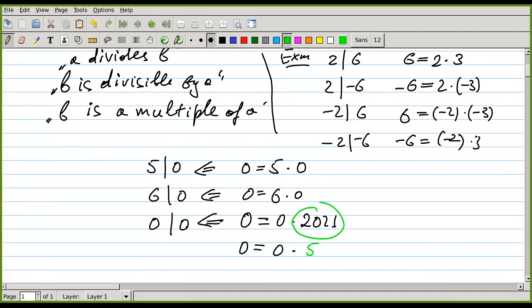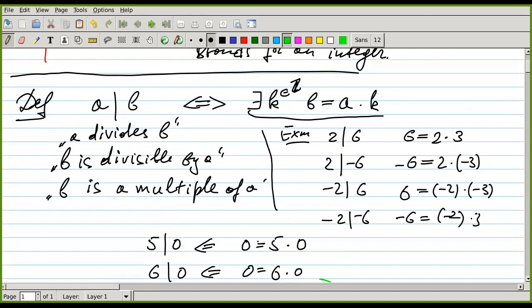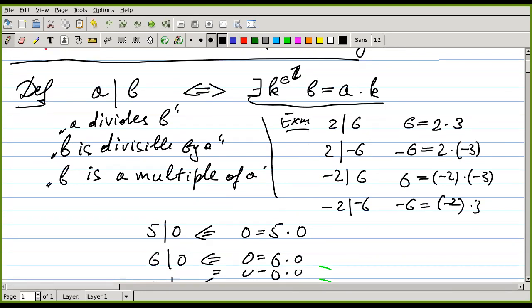So division of 0 by 0 doesn't make sense, but 0 is divisible. It is divisible, but you can't divide. Of course, there is some similarity in words, but you shouldn't be misled by words and their natural semantics. Use the definition, please take it seriously.